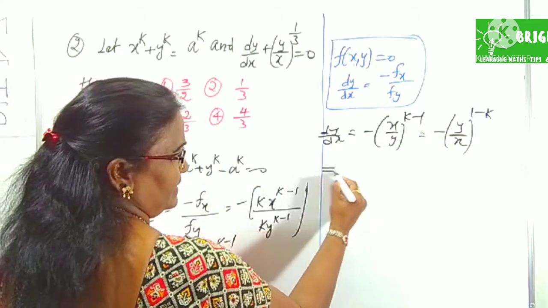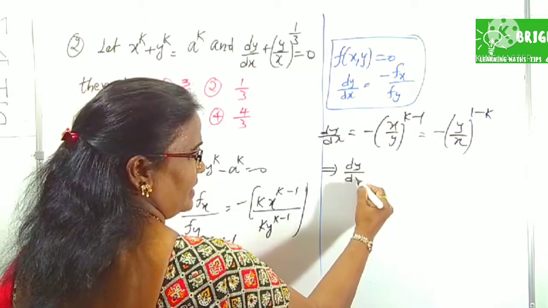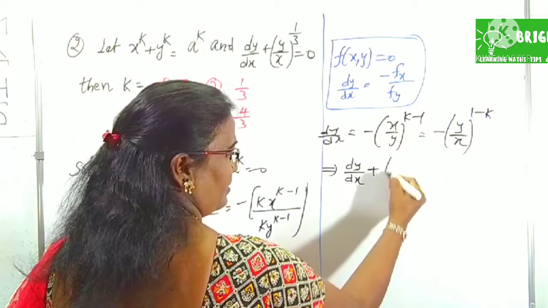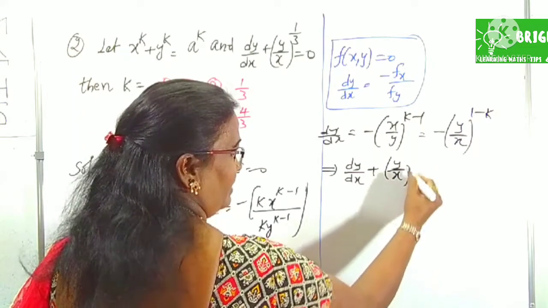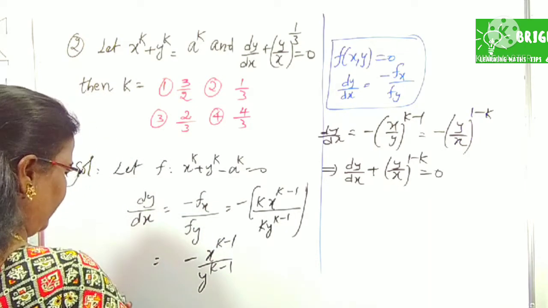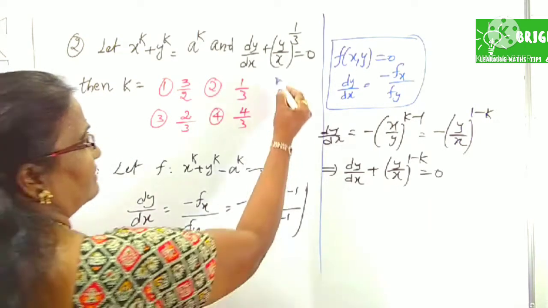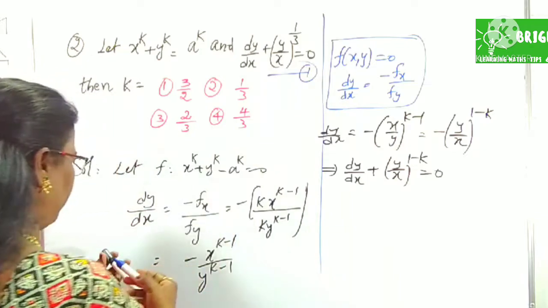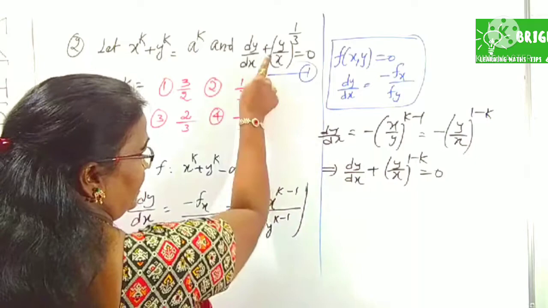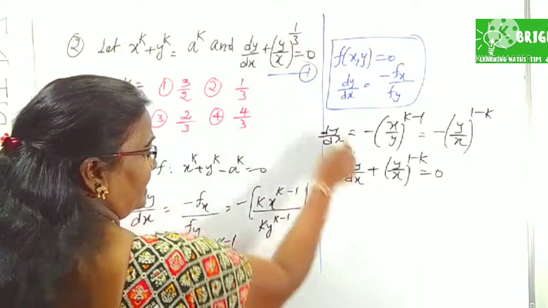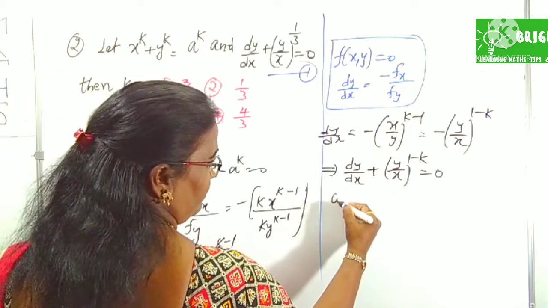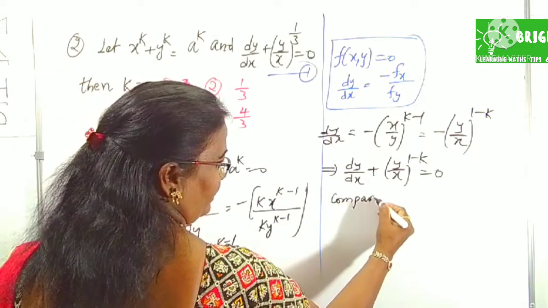One more step: dy/dx, by taking the minus term to this side, becomes plus (y/x) whole power 1 minus k equals 0. This is equation 1. We can compare it with the given equation. What is the difference between here and there? dy/dx, another term (y/x) whole power 1/3 or (y/x) whole power 1 minus k. Compare with equation 1.